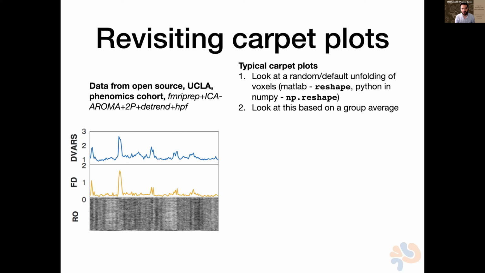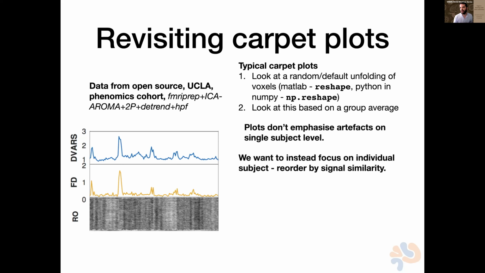Now you can also order these voxels by looking at some group average, or order them by the community participation, that kind of thing. However, this is all based on group averages. You want to look at this at the individual subject level. Reminder that the goal is to look at the QC across multiple subjects quickly. So you want to do this in the best way possible. And so instead, we want to relook at this to focus on individual subjects, grouping voxels by their signal similarity.